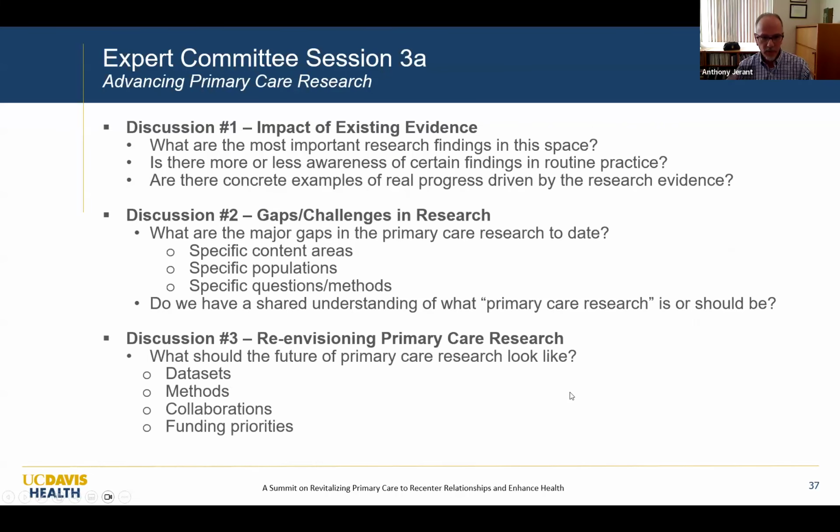3A, Courtney led and programmed, and that was looking at research: how do we advance primary care research? And you can read the questions there. There were 3 general components. First of all, what is the existing evidence for primary care doing good things like they talk about in the NASM report, and what kind of high quality work has been done? What are the gaps and challenges? And there are many. And actually, do we even have a shared understanding of what primary care research is? And then how do we re-envision things for the future?